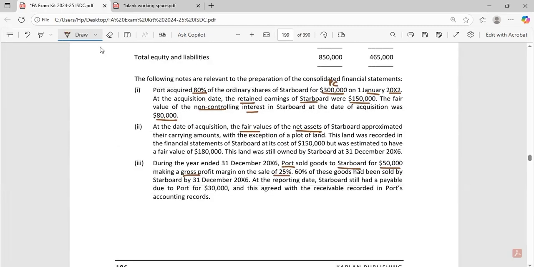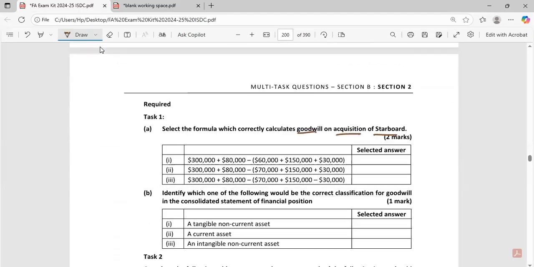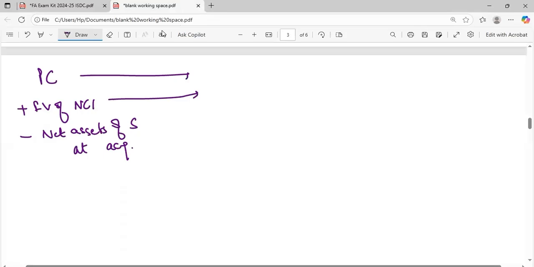The purchase consideration was 3 lakh and the fair value of NCI is 80,000. So over here, write down 3 lakhs, and over here, write down 80,000. These two things were directly given. Now we have to do the calculation for net assets of subsidiary at acquisition.